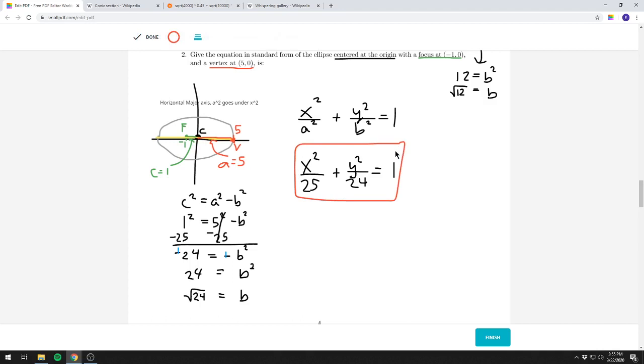You want to just leave your equations like this. You don't want to rearrange them at all. You're done. The whole goal of what we're going to be doing with ellipses, when we get to hyperbolas, when we get to parabolas, is figure out what equation you're going to use and find the missing letters. For an ellipse, that's a and b, or a squared and b squared.